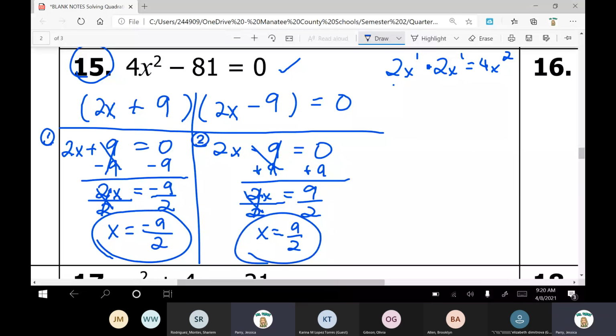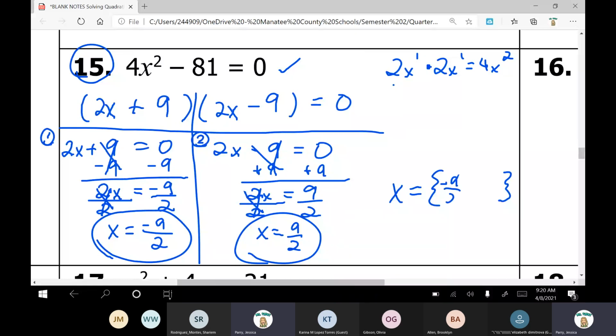Okay. Then we go on to step 4, write your answer using the curly braces. This is probably the easiest step, x equals, and then you're putting it like you would on a number line, smallest one first, then the bigger one. We've got a negative 9 over 2 and a positive 9 over 2. So here's my negative 9 over 2 and then the positive 9 over 2. And then there you go. You are all finished with number 15. That's your final answer there.